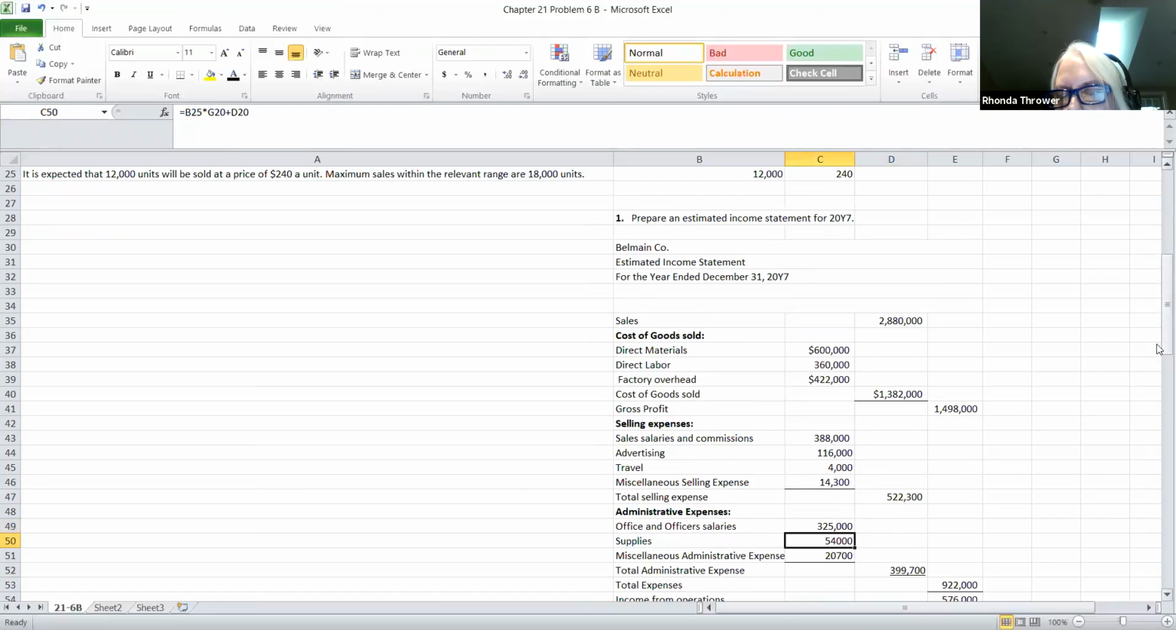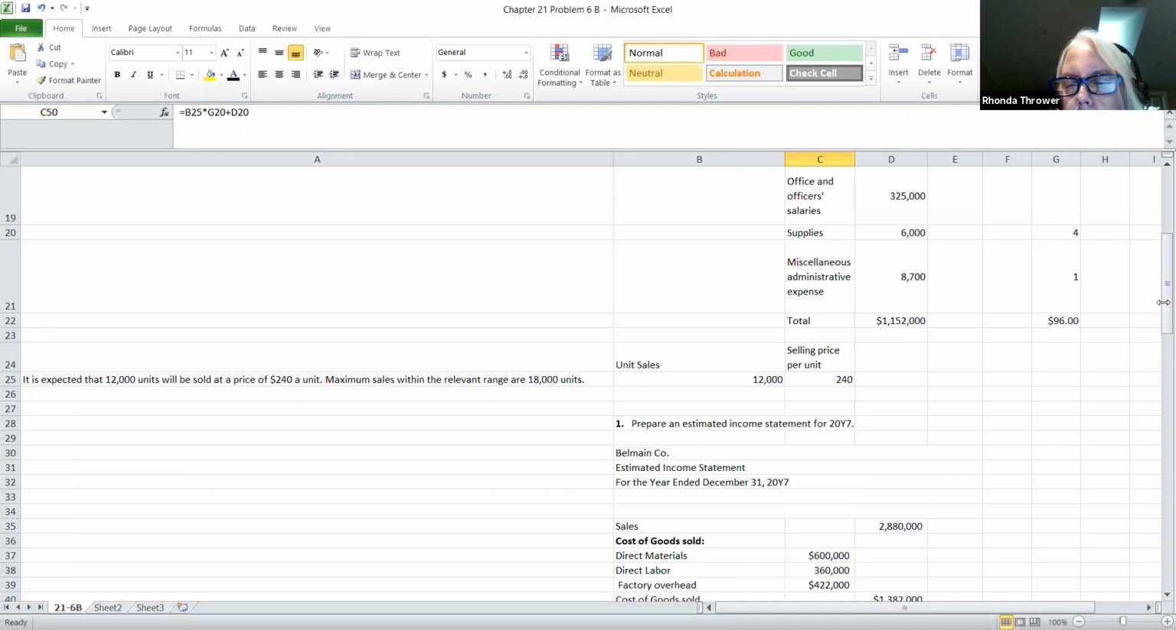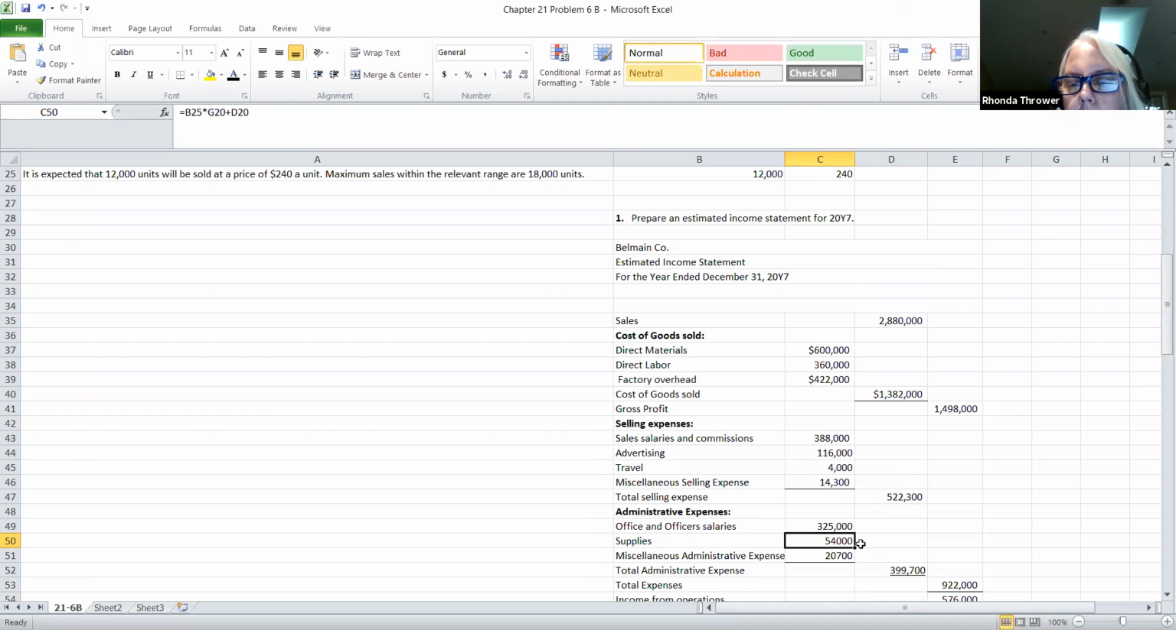Our supplies that are administrative are both variable and fixed. So we got to find our variable cost first. To find your variable cost, you would take 4 and multiply it by the number of units that you were expecting to sell, which was 12,000. And so 4 times 12,000 would give you your variable cost portion. Then we're going to add back the fixed cost to that, and that'll give you a total of 54,000.